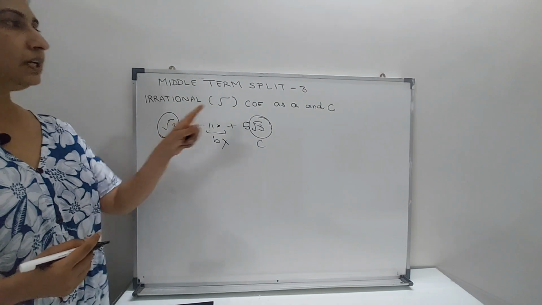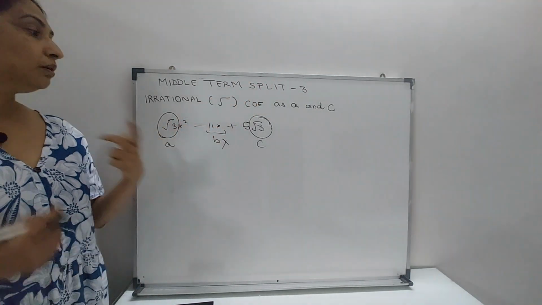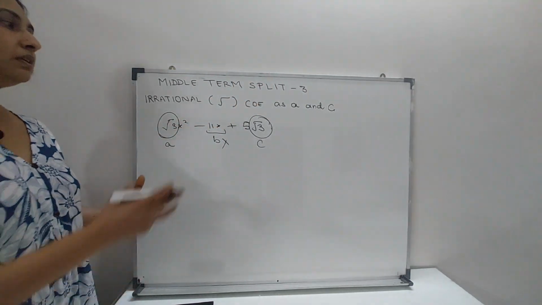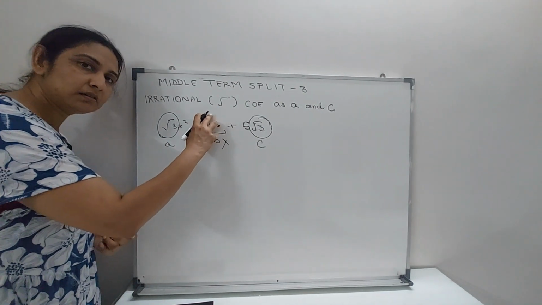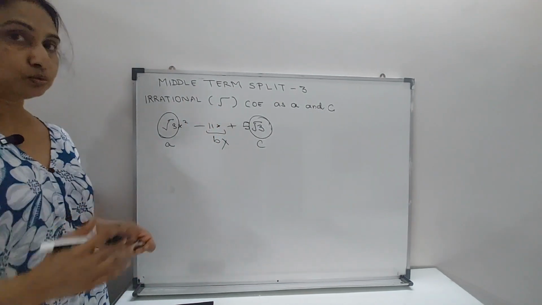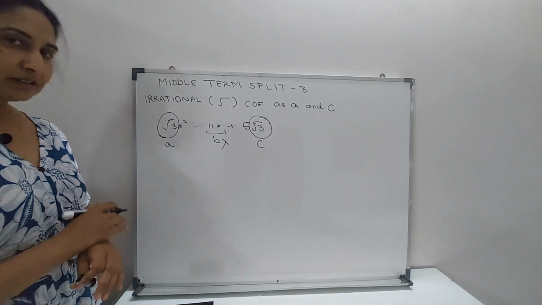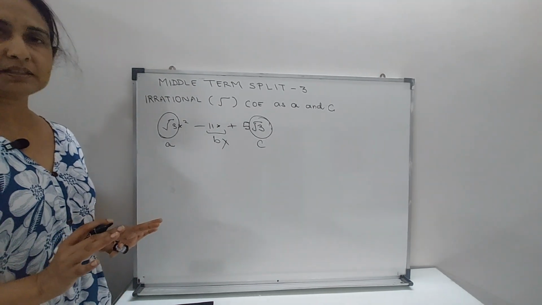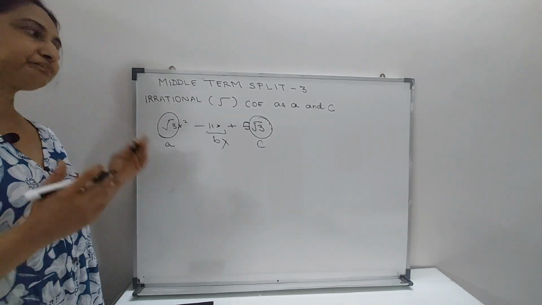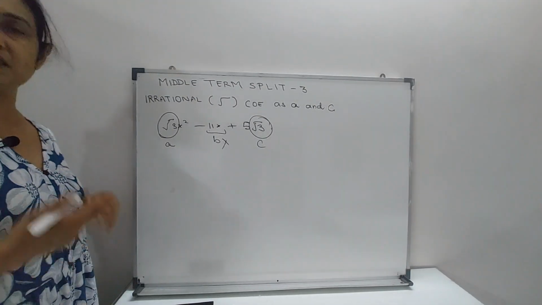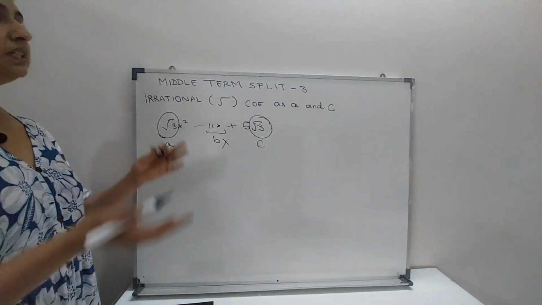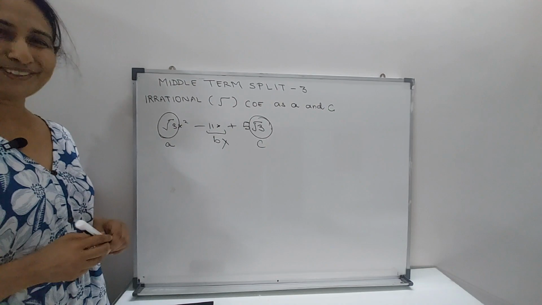Remember, in episode number 2, we did the questions where the B term had root coefficients. The process will remain absolutely the same, no need to worry. In fact, it's even simpler. It's simpler than episode 2.